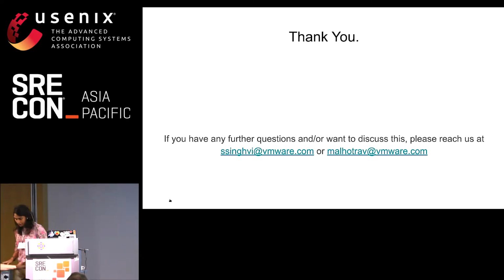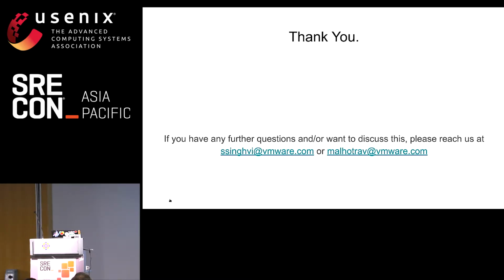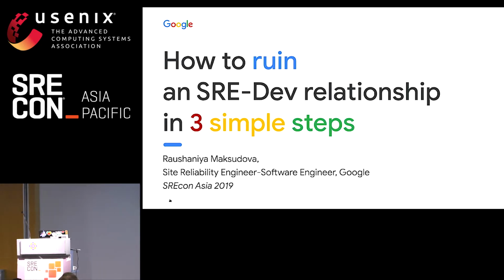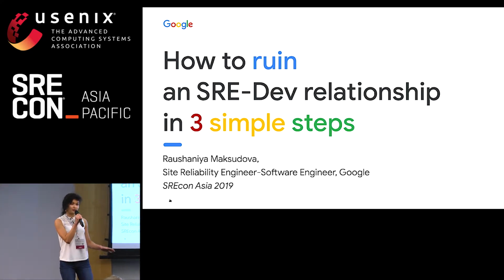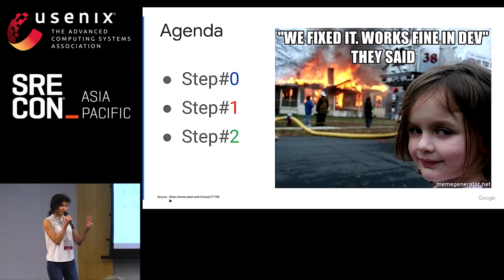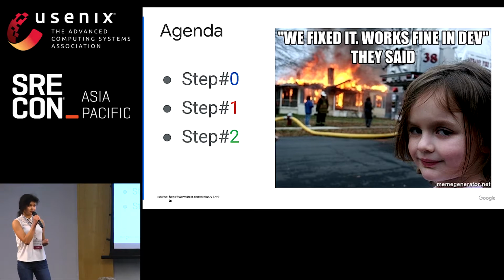Hi everyone. My name is Raushaniya, and have been working as SRE on Google Maps for over 3 years. GeoSRE works with more than 30 teams around the globe. So the SRE-Dev relationship is like any other relationship. It requires continuous active management. In my opinion, there are 3 core principles, or steps, if you like, that together compose a good recipe to ruin your SRE-Dev relationship. The first one, not understanding each other's responsibilities.